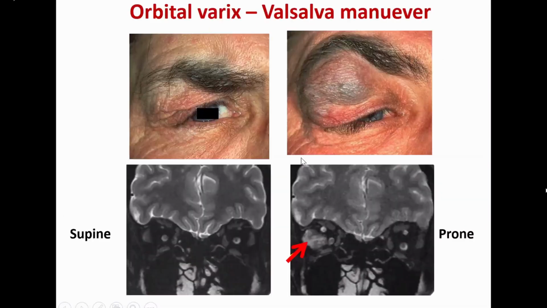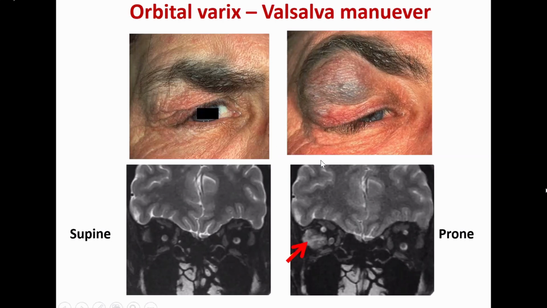Okay. In orbital imaging, you have a special condition called orbital varix. Now, what is orbital varix? A varix is a vascular lesion. Okay, it's a venous malformation that occurs because of increased pressure, because of an intracranial cause. It can be because of an underlying intracranial AVM or a carotid cavernous fistula or a dural arteriovenous fistula.